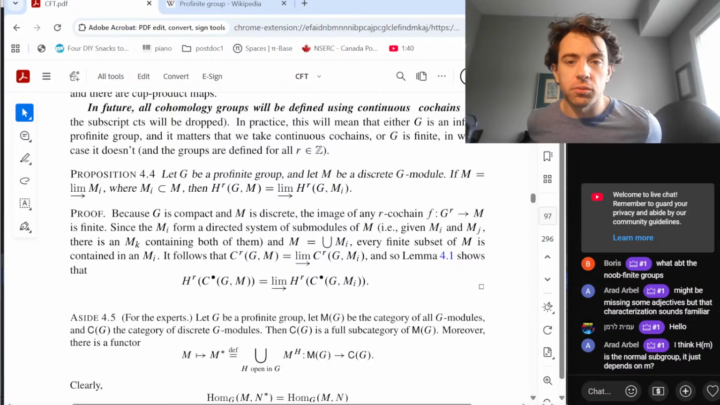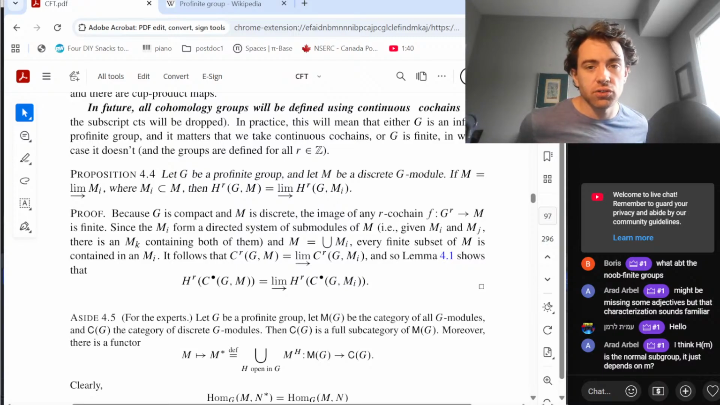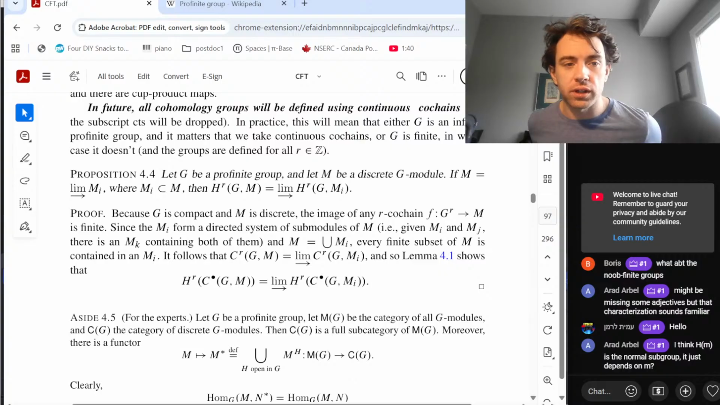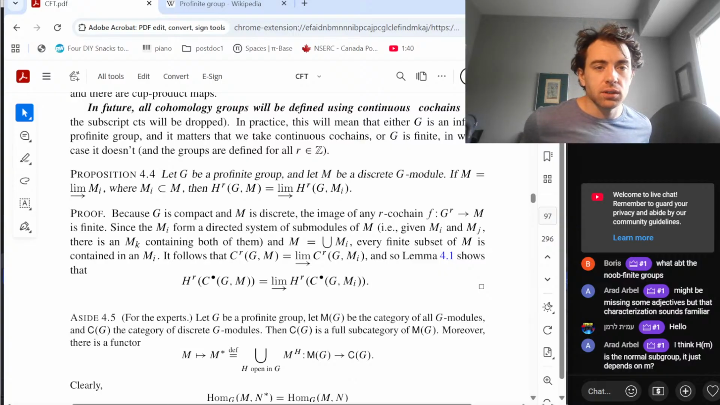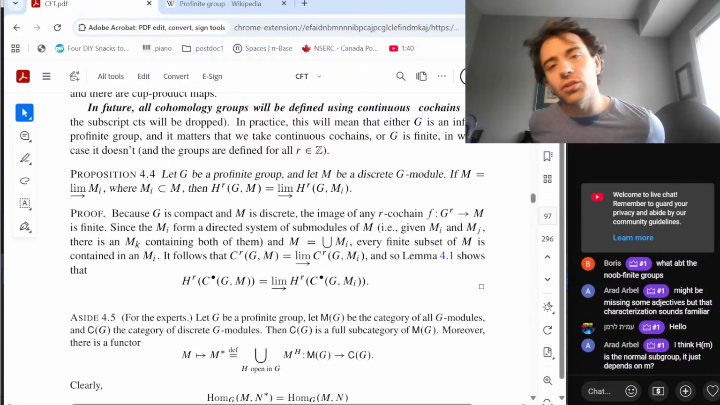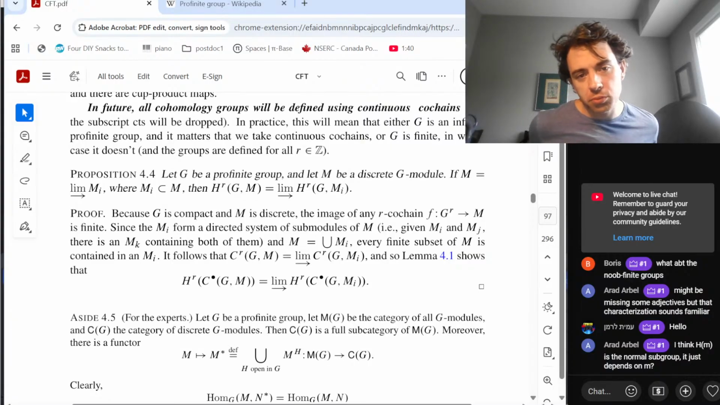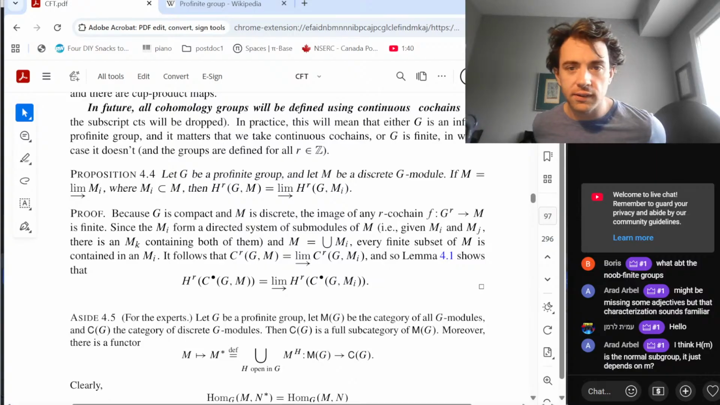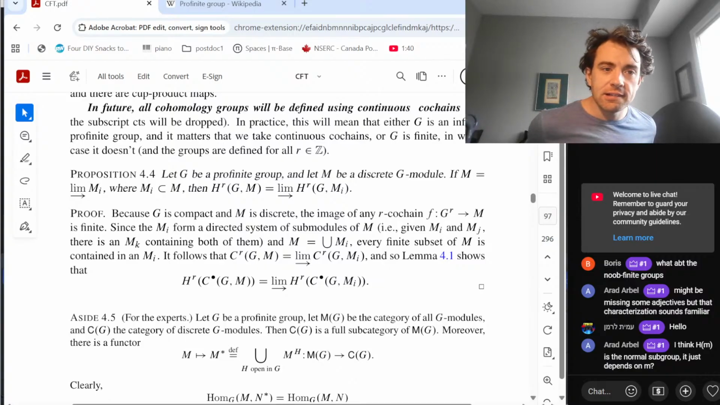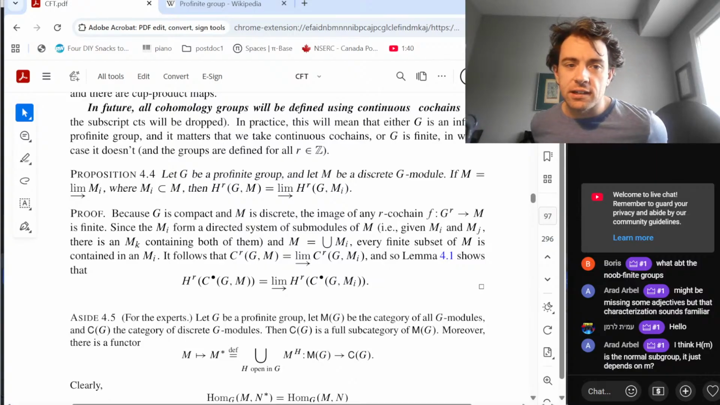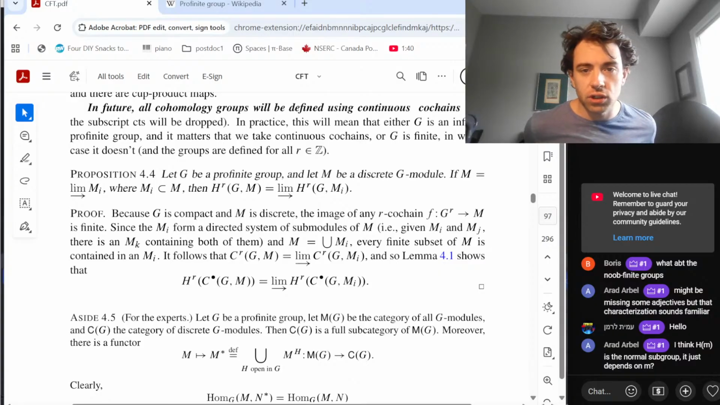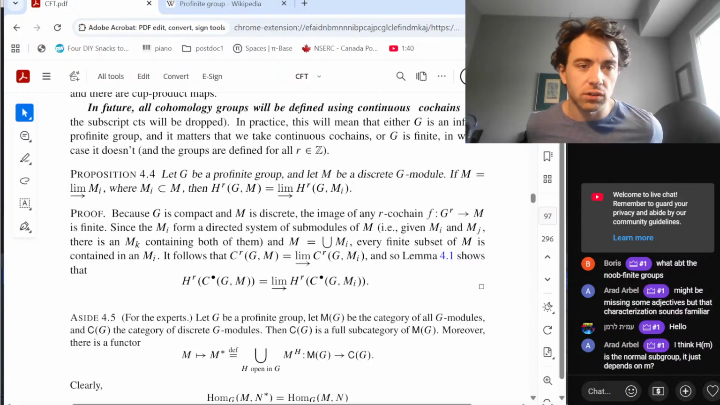In practice, this will mean that G is an infinite or profinite group. Doesn't that apply just as well to the finite groups? Just slap a discrete topology on everything. And it matters that we take continuous cochains, or G is finite, in which case it doesn't. Oh, I see.